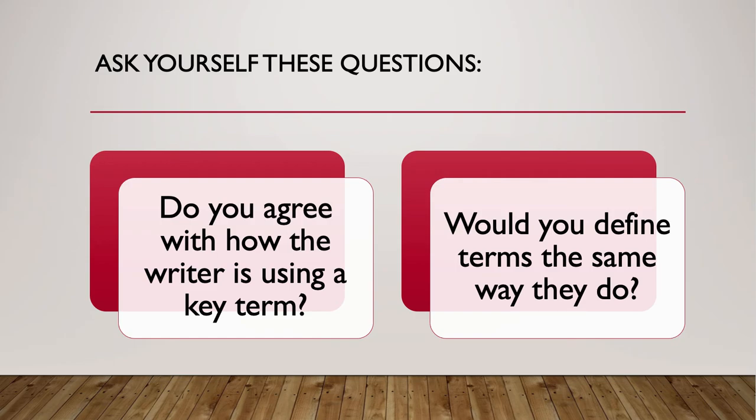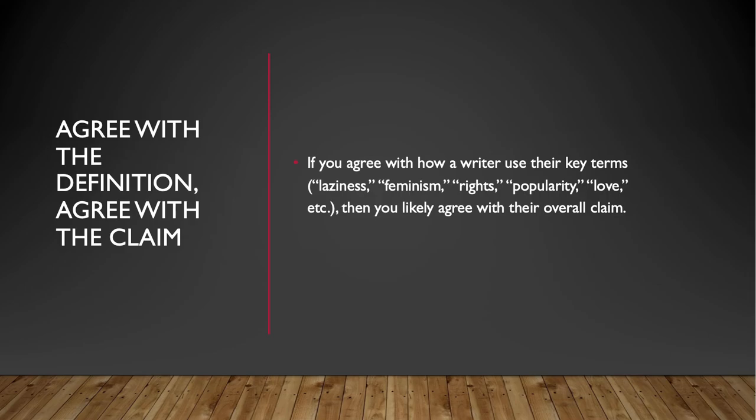Try coming up with synonyms for their key terms. Maybe I say knitting is fun, but another way to describe knitting could be relaxing or calming. Is knitting really fun? Maybe you say downhill skiing is fun, but I might describe it as risky, and I might describe people who do it as thrill-seeking. Is it really fun? If you agree with how a writer uses the terms feminism or rights or love, then you likely agree with their overall claim. So again, when faced with a claim, be sure you can explain it in your own words.